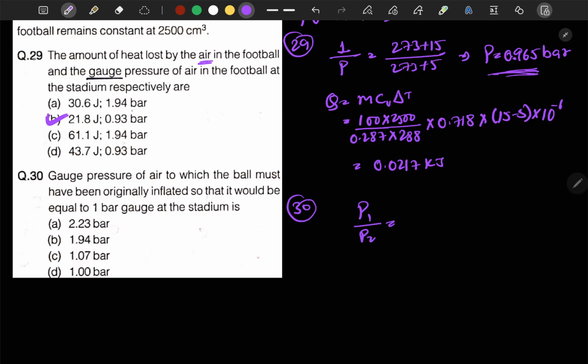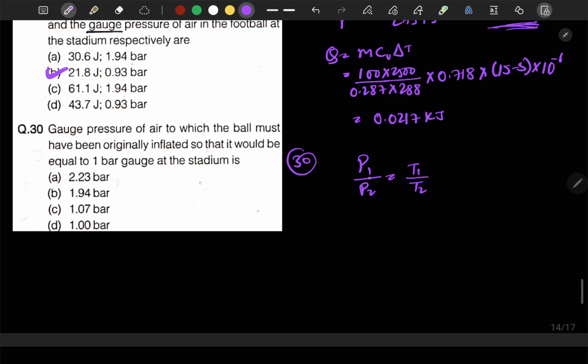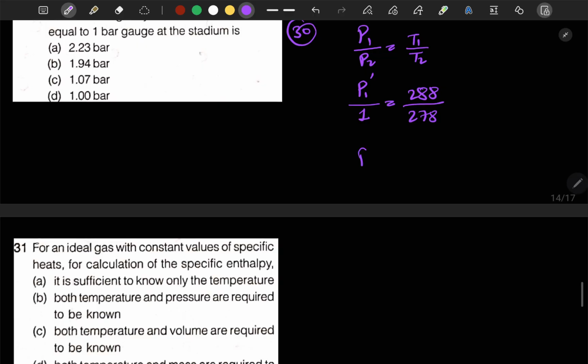P1 by P2 is equal to T1 by T2. Originally the pressure was on day 1, so we have to calculate it. Pressure P1 dash, let's say, upon P2. P2 we know is to be 1 bar, is equal to T1. T1 is, since it was 15 degrees Celsius, 288 Kelvin, upon T2, where the temperature was 5 degrees Celsius, so it should be 278. So we divide 288 by 278. We get the answer 1.036, so P1 dash should be 1.036 bar.